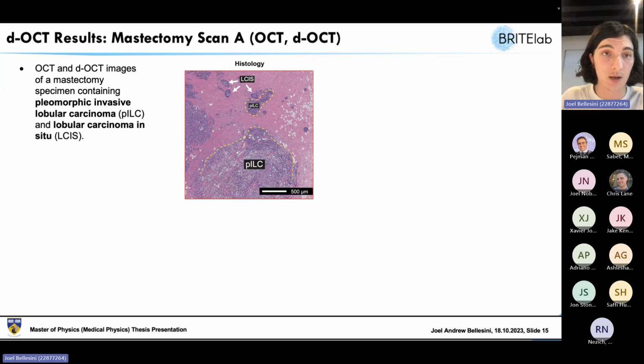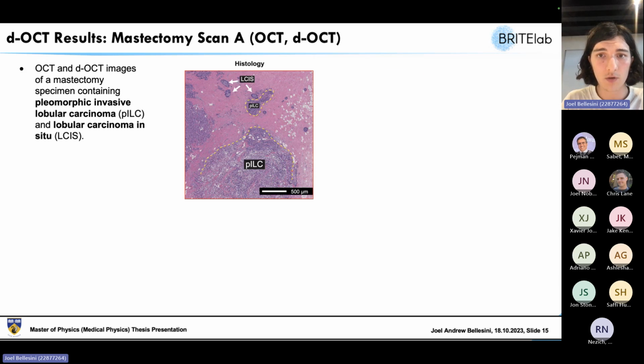So the first result presents a mastectomy scan containing pleomorphic invasive lobular carcinoma, which is a type of invasive lobular carcinoma, which is characterized by high activity and a high proliferation rate. As well, in this case, we had regions of lobular carcinoma in situ around this region of PILC.